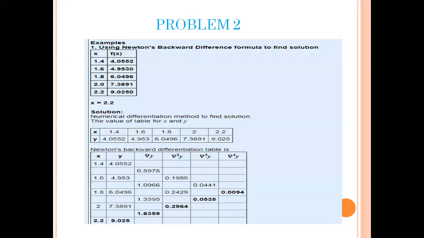Problem number 2. Using Newton's backward difference formula, find the solution at x is equal to 2.2. Here the x values are 1.4, 1.6, 1.8, 2.0, 2.2, and the y values also they have given. Here they are asking to find the solution at x is equal to 2.2. So we are going to use Newton's backward difference derivative formula. So first we will form the Newton's backward differentiation table.